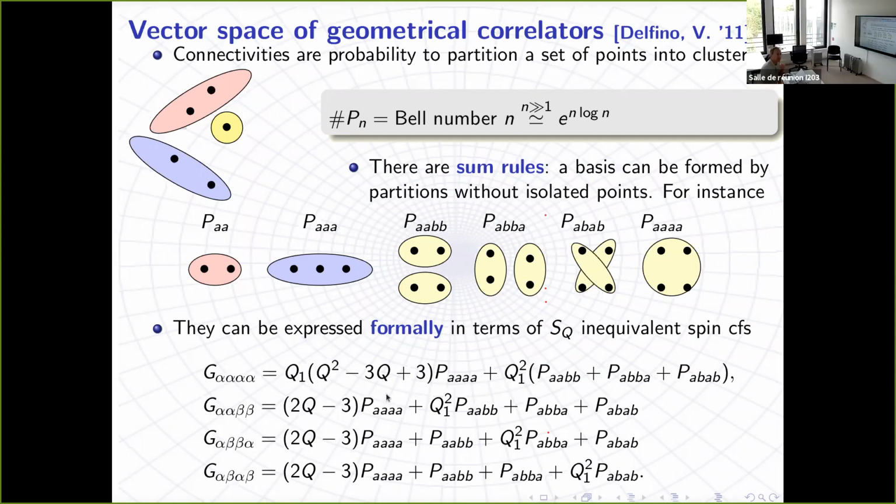Sorry, Jacopo, what is q1 here? What is q index 1? Q1 means q minus 1. Yeah, sorry.